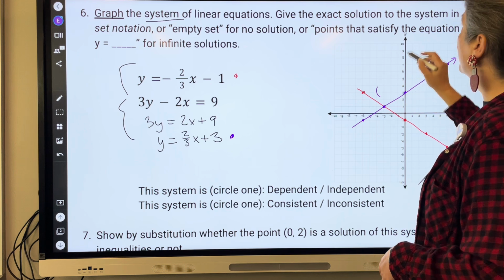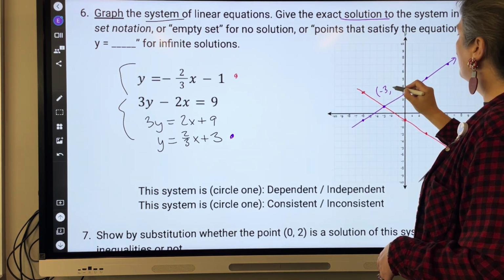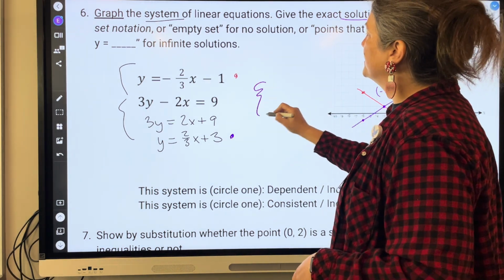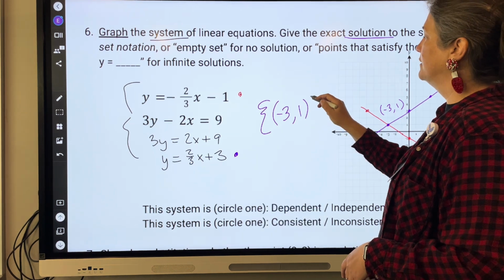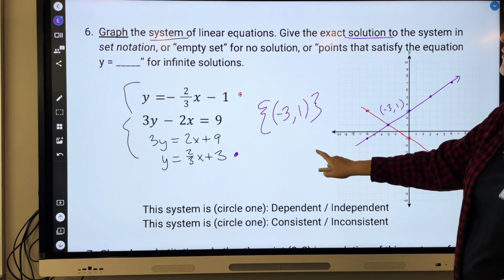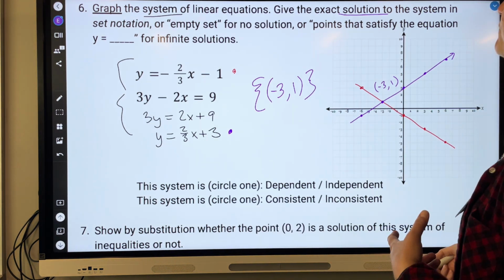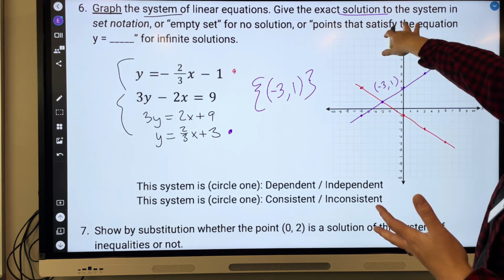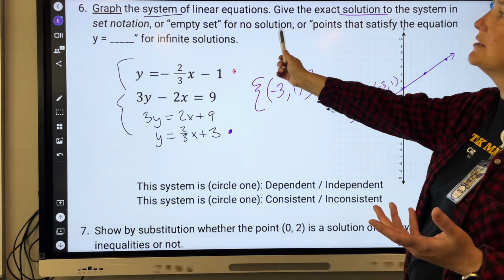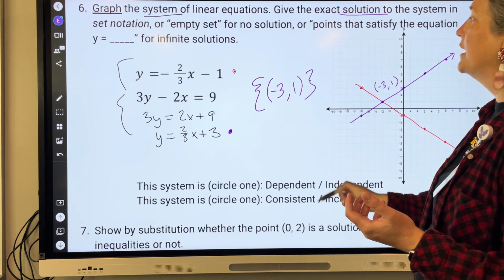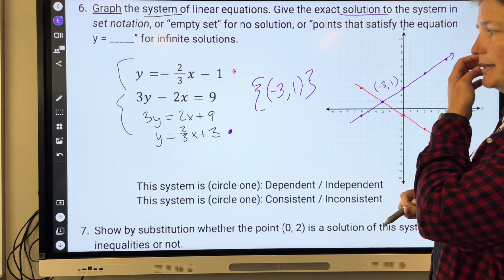So it turns out that my solution to the system is the point -3, 1. So my solution set is the point -3, 1. And I just put it in set notation because my solution is a set of a single point. So it's not an empty set. It's not infinite solutions that are every point on the line. It's just this one specific input-output pair that makes that true.